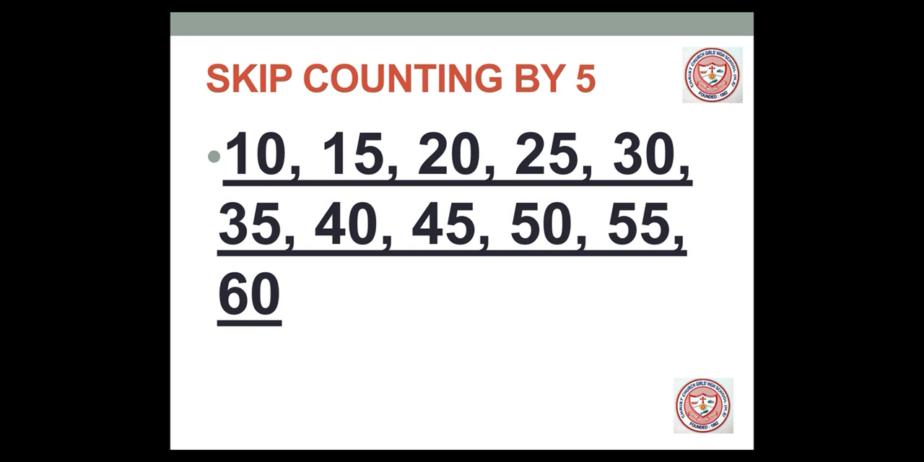Skip counting by 5. When we count skipping 5 numbers in between, then we skip count by 5. Let us start counting from 10 and write the succeeding numbers which come when we skip the next 5 numbers. 10, 15, 20, 25, 30, 35, 40, 45, 50, 55, 60.